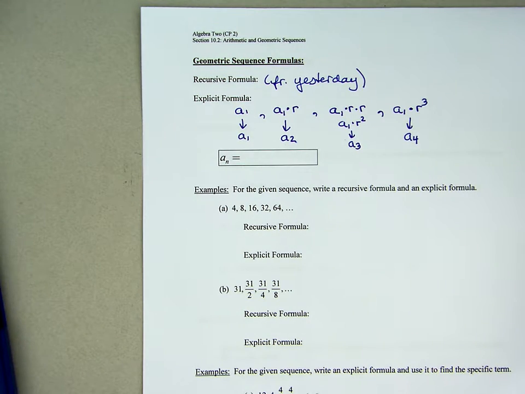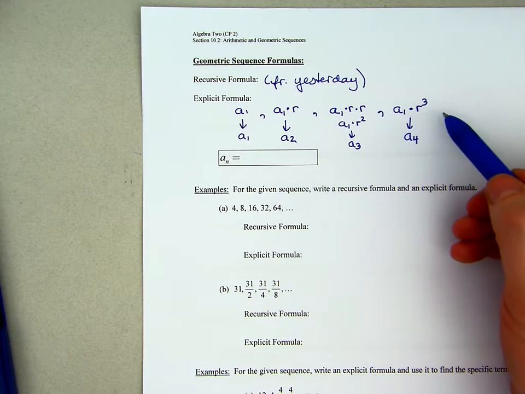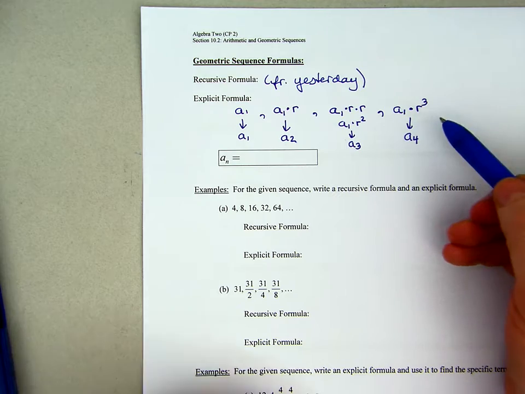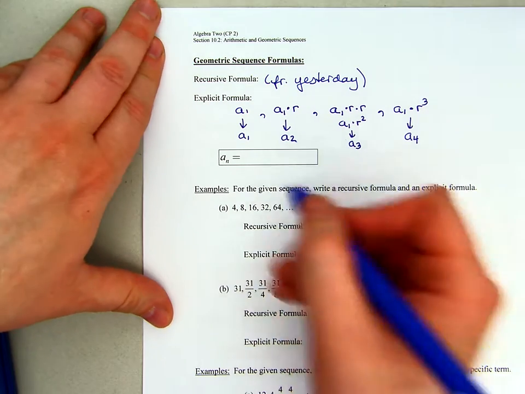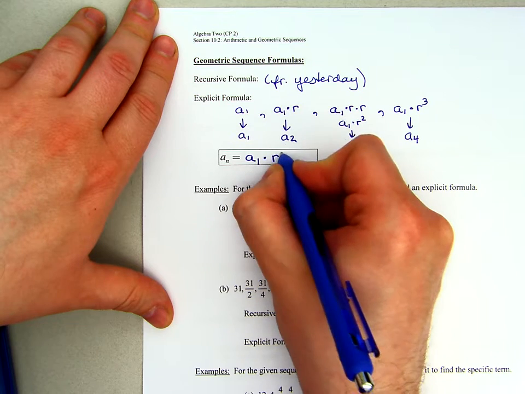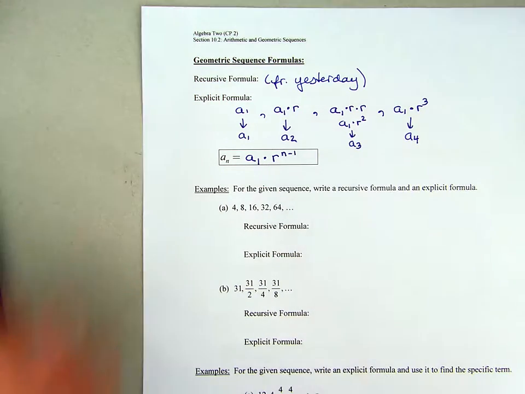To get the fifth term, we'll multiply the first term by the common ratio 4 times. To get the 10th term, we'll multiply the first term by the common ratio 9 times. And in general, to get the nth term, we're going to do the first term times the common ratio to the n minus 1.